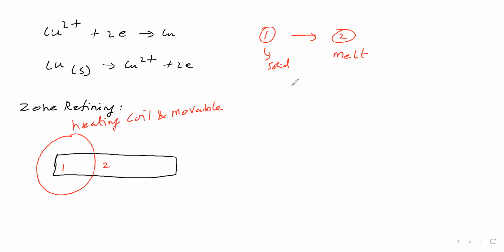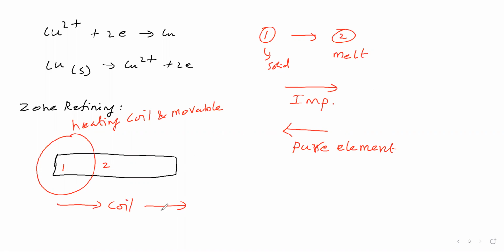While this happens, the impurity travels like this, and the pure element, the pure metal, travels like this. So when the heating coil moves like this, the impurity moves to this side and the pure metal moves to this side.